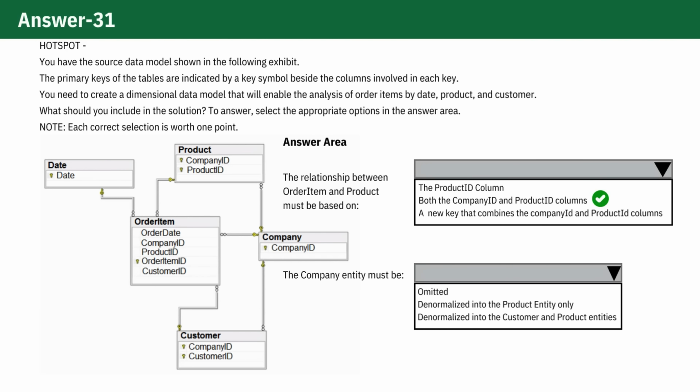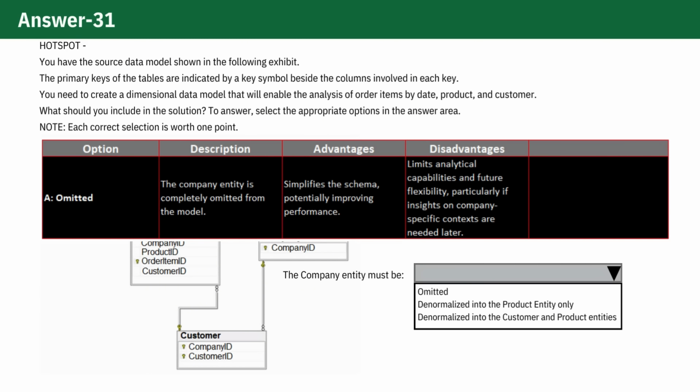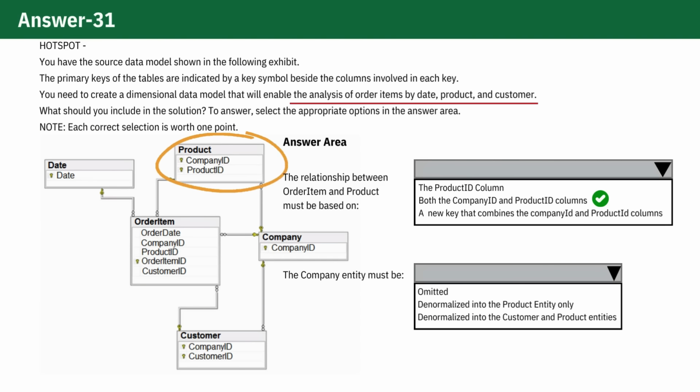Simplifying the schema by omitting the company entity could seem appealing if company information is deemed irrelevant. However, omitting it could restrict your analytical capabilities, particularly if any future business questions require insights related to company-specific contexts. Just because the question does not specify the need for company data does not imply it should be excluded, especially considering that product ID and company ID form a composite primary key in the product table.